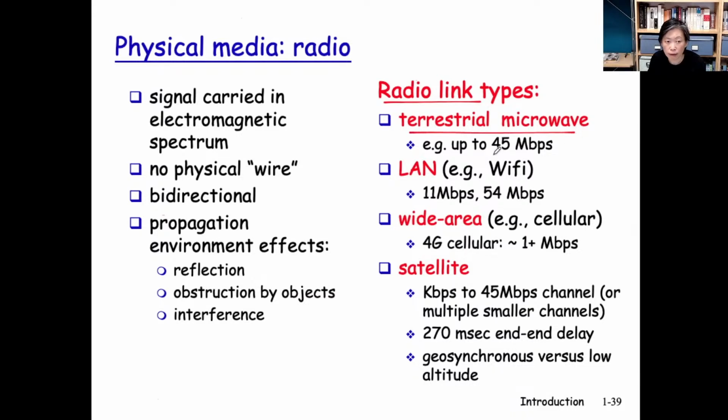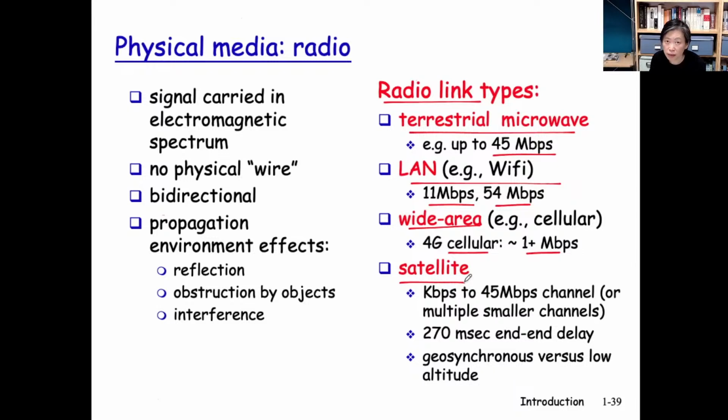Terrestrial microwave operates at about 45 megabits per second maximum. Wi-Fi, depending on the version, could be lower, 10 megabits per second, or half of 100 megabits per second. Wider area wireless access, 4G for example, goes up to a few megabits per second. 5G is now tens of megabits per second, with the potential of going higher than 100 megabits per second.